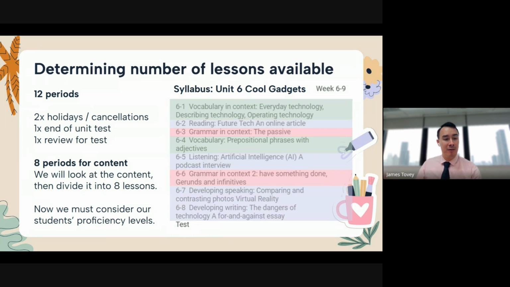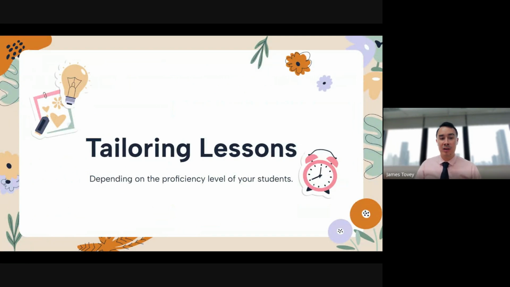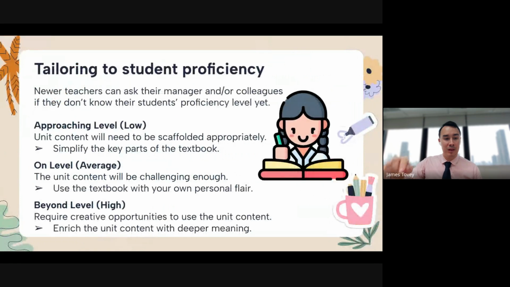Now, once we've decided we've got 8 periods, and we're thinking about dividing up our lesson plans, we need to actually look at the proficiency level of our students. So how capable are they, and how should we plan these lessons out? That's when we're talking about tailoring our lessons, depending on the proficiency level of your students. Newer teachers can ask their manager and or colleagues if they don't know their students' proficiency level yet.